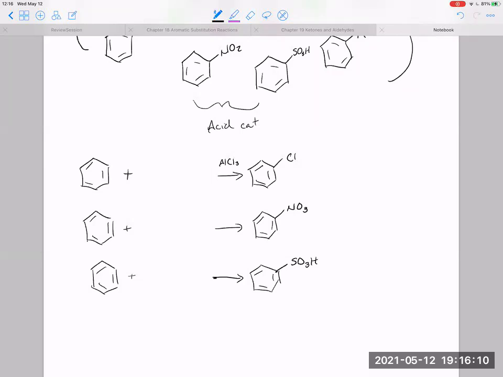So this is AlCl3. What is that doing for us? What's the sulfuric acid doing for us in the nitration? And what is fuming H2SO4 doing for us? What are those different electrophilic species going to be?